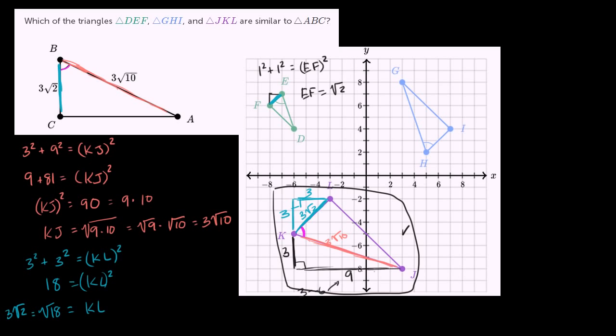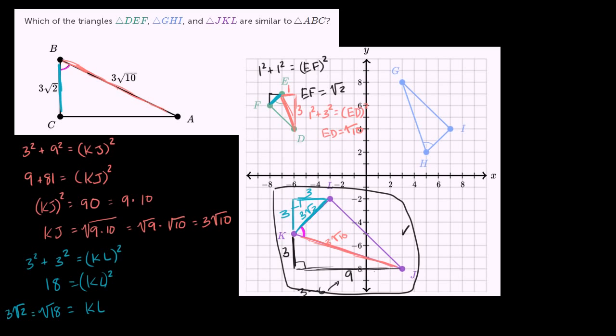And now let's look at ED. So once again, we can set up a right triangle that is 1 wide and 3 tall. And so we could say 1 squared plus 3 squared is equal to the length of ED squared. 1 squared plus 3 squared is going to be 10. So we get ED is equal to the square root of 10.